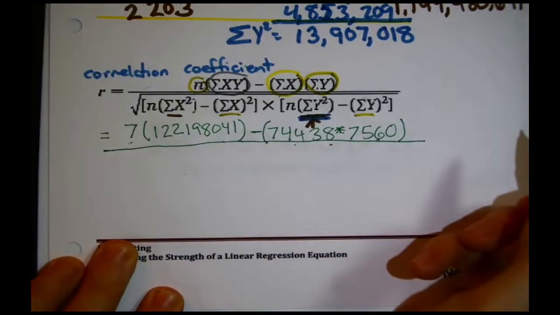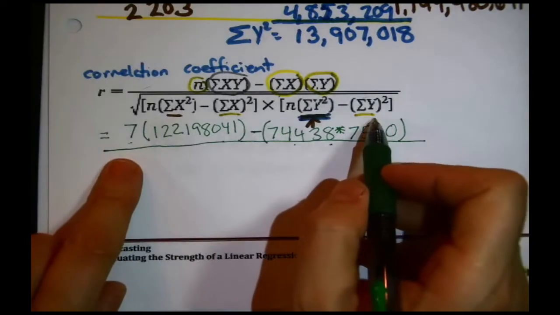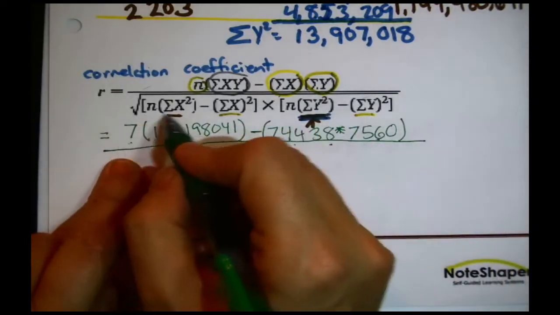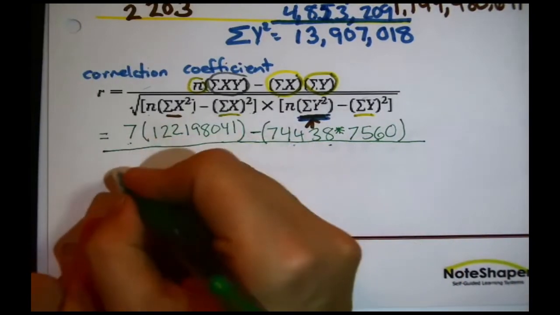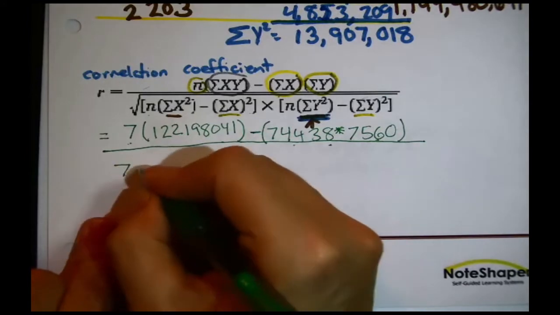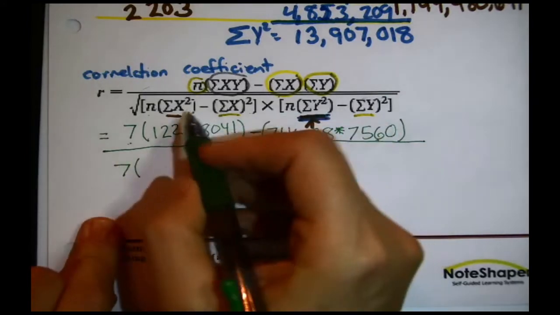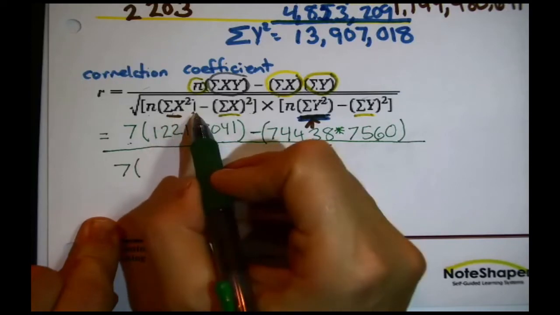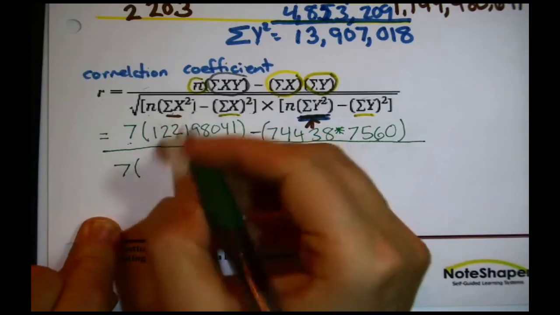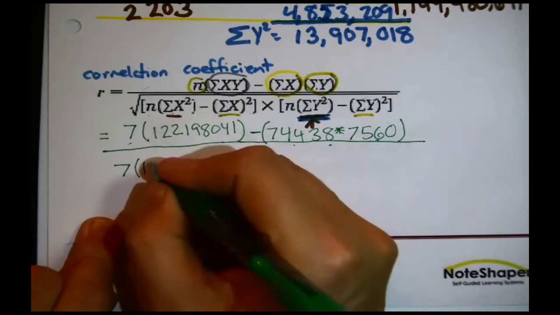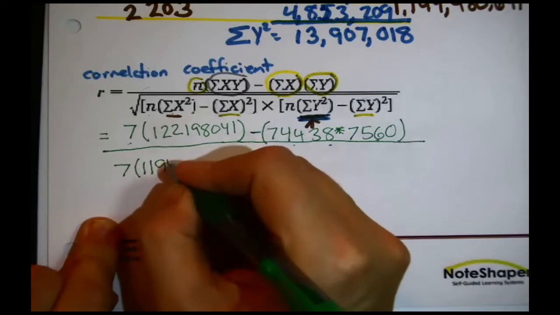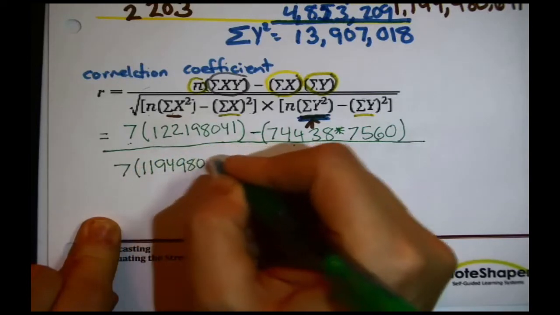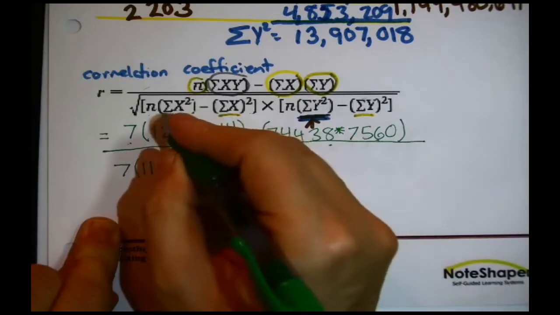Except, wait a minute, that's just the numerator. Now let's piece together the denominator. Okay, first, right in here, n is 7. 7 times what? 7 times, this is the sum of x squared. Now that we had found last time, it was a very large number, 119498061, right? Just goes right there.